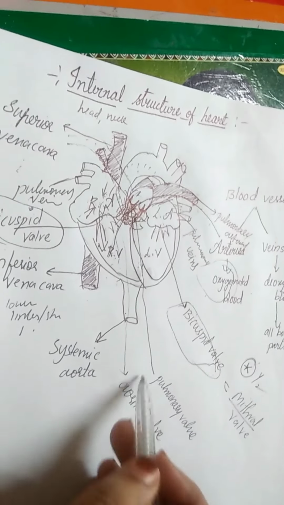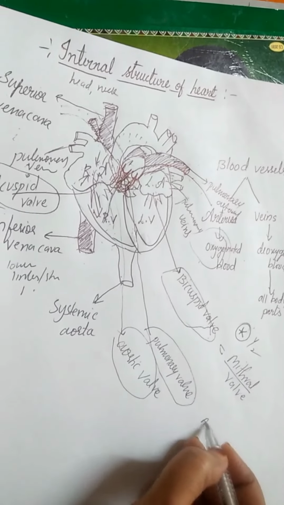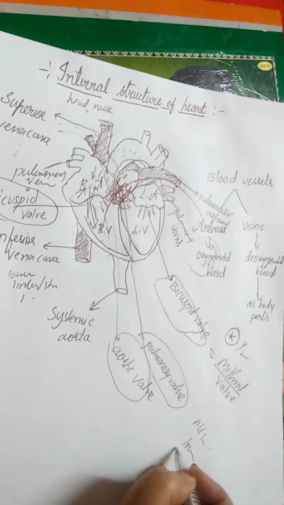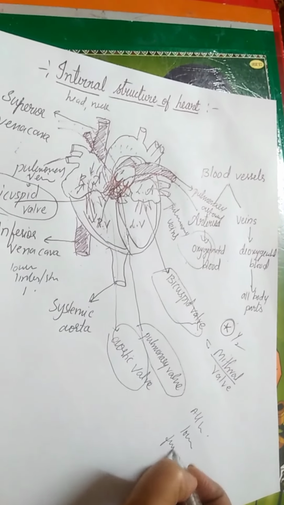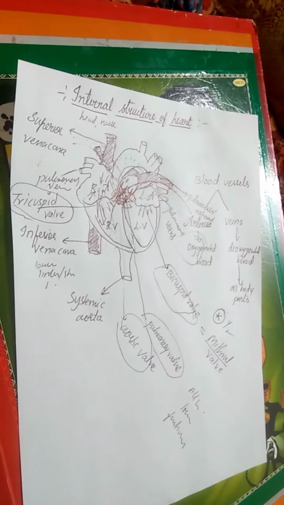तो total how many valves in the heart? 4 valves. Discuss all the valves in the heart, their location, उसके locations क्या है वो बोलो, and write the functions of it, उसके functions क्या है बोलो. So this is about the internal structure of heart.